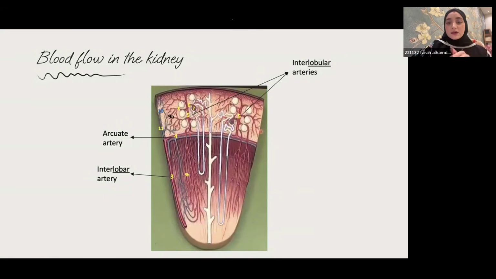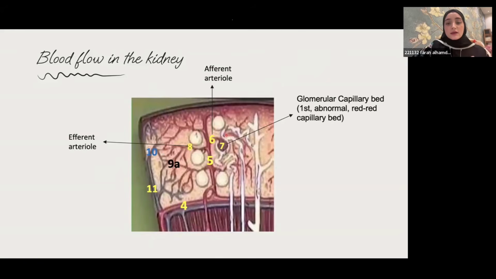Then these arcuate arteries, they give us the interlobular arteries. So these lobules in the kidney, I'll explain to you what a lobule of the kidney is, okay? Lobules in the cortex, okay? So these interlobular arteries come from the arcuate arteries. Then, going deeper, we have the interlobular arteries.